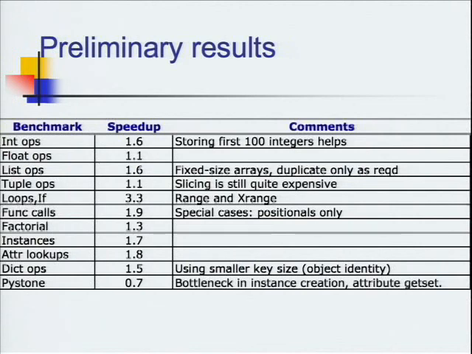At first I was using an entire object, so if I wanted to look up an attribute, I was using the entire object as a key for the dictionary. I changed that to use the object identity as the key, and that made a lot of difference in the speed.